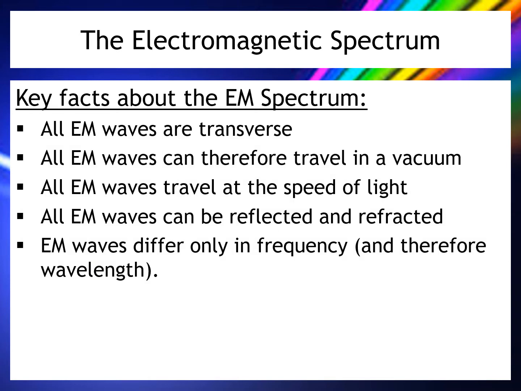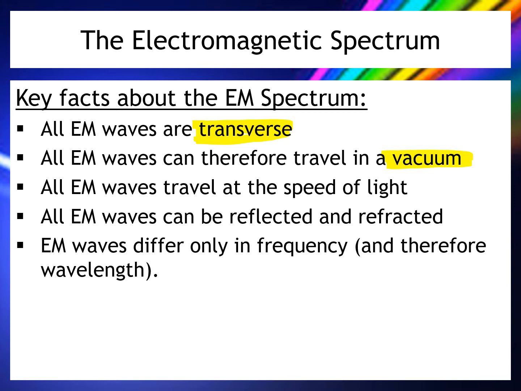Now, as well as knowing which waves are in the electromagnetic spectrum and their wavelengths, there are also some key facts that you must know about the electromagnetic spectrum. The first one is that all of these waves are transverse, and this is a word that we learned in a previous lesson. Remember, it means that the oscillations are at right angles to the direction of travel. Electromagnetic waves can therefore travel in a vacuum, unlike longitudinal waves which need to have particles.